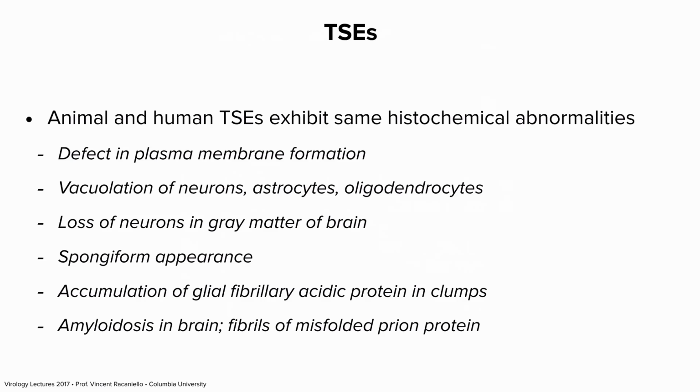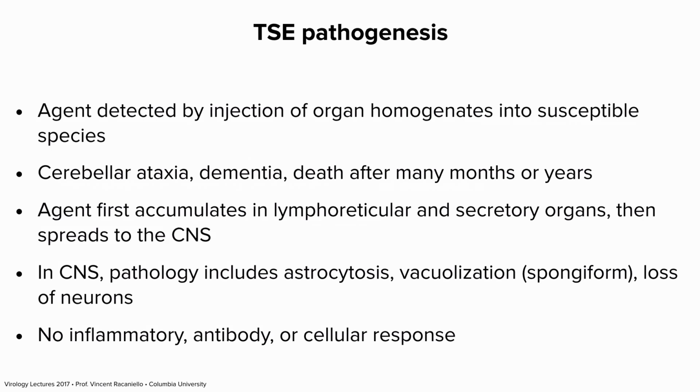And at the same time, of course, we had a history of human TSEs for quite a few years. And it turned out that the animal and human TSEs had a lot of similar properties: histochemical abnormalities, plasma membrane problems, vacuolization, holes in the CNS, loss of neurons, spongiform appearance, as I showed you, accumulation of glial fibrillary acidic protein, and amyloidosis, the accumulation of fibrils. Now, this is common in many neurodegenerative diseases, like Alzheimer's and others, and the protein that is accumulating is different. This is the prion protein, which is actually accumulating in this case. So human and animal TSEs share these.